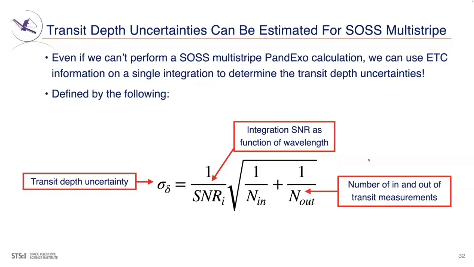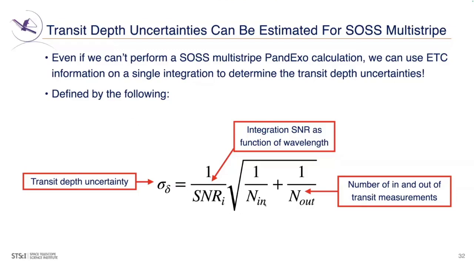You can imagine that, on a statistical basis, how many points do I have on the baseline? How many points do I have within transit? And what does that tell me about my ability to measure the difference between the two, the transit depth? You can visualize this equation a little bit, right? If your signal to noise goes up, your transit depth uncertainty goes down. That makes sense. If you have more measurements in or out of transit, then this fraction is also going to go down, and your transit depth uncertainty is going to go down as well.